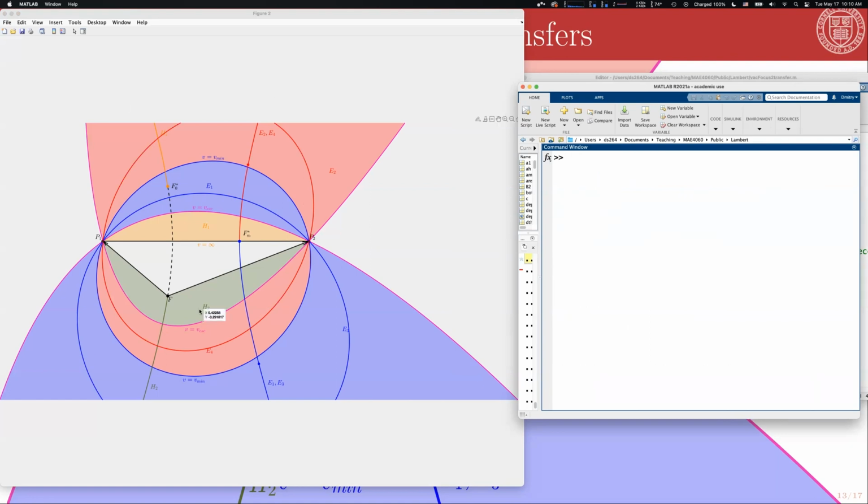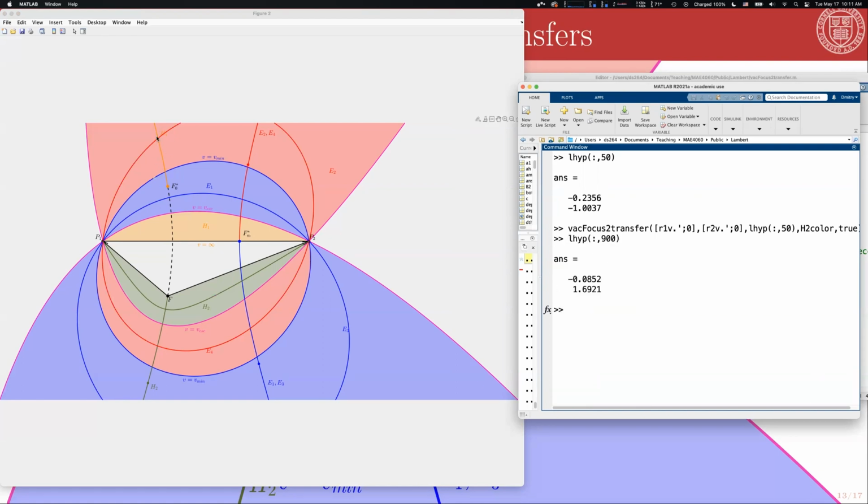We can do the exact same thing for the H2 and H1 families. We'll start with H2 and pick a value from the left branch of the vacant focus hyperbola. So the 50th element of this array puts us somewhere down here. We again run the plotting code, and there we go. Here's our vacant focus, and here is the resulting transfer in the H2 region. Finally, we'll pick a value from the H1 branch, let's say the 900th value, that puts us somewhere up there. We plot again, here's our vacant focus, and here is the resulting hyperbolic transfer.